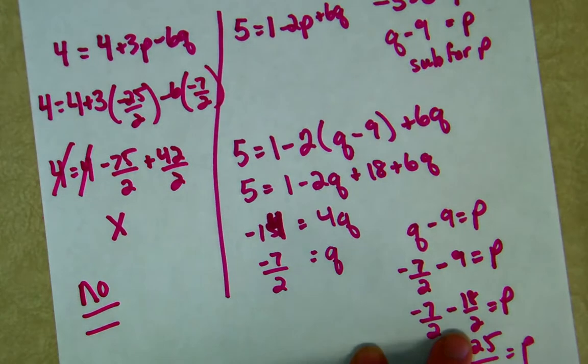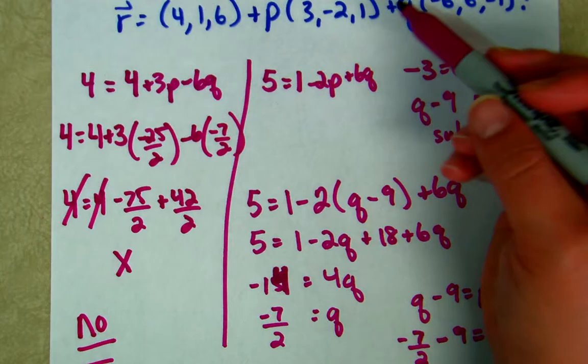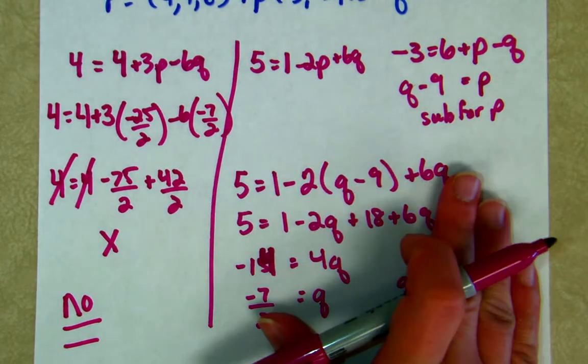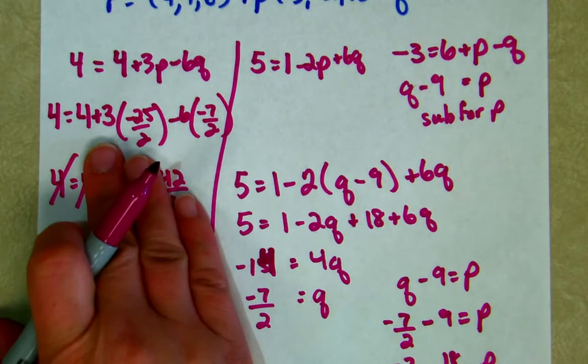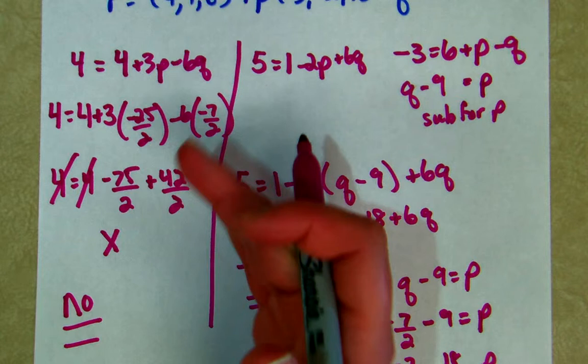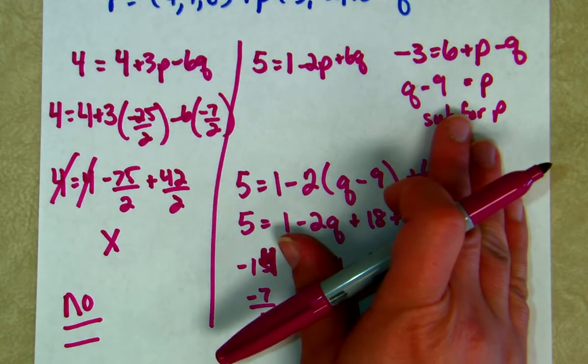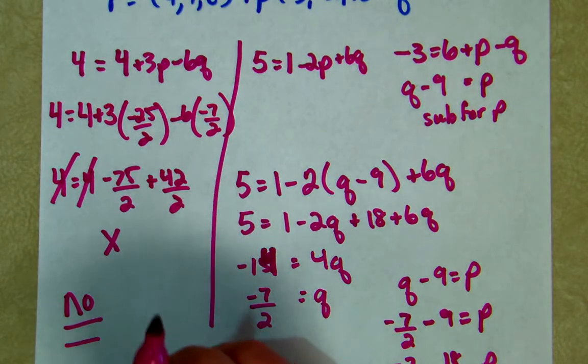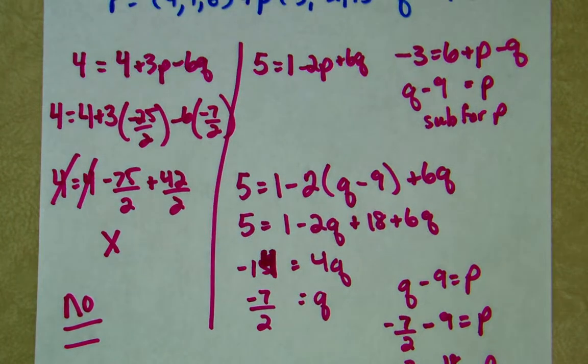If I got solutions for P and Q, I'm not liking my P and Q, so I'm wondering if I have made a minor error somewhere. But if you get answers for P and Q and check them in the third one and it works, it means the line's on the plane. If you get answers for P and Q and check them in the third one and it doesn't work, it means that that point is not on the plane.